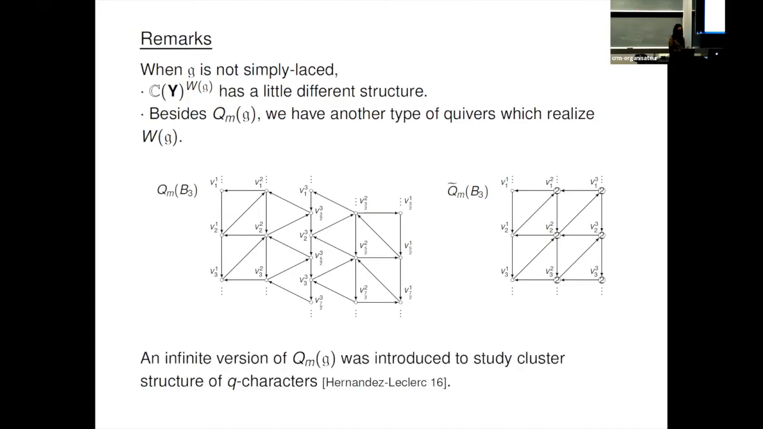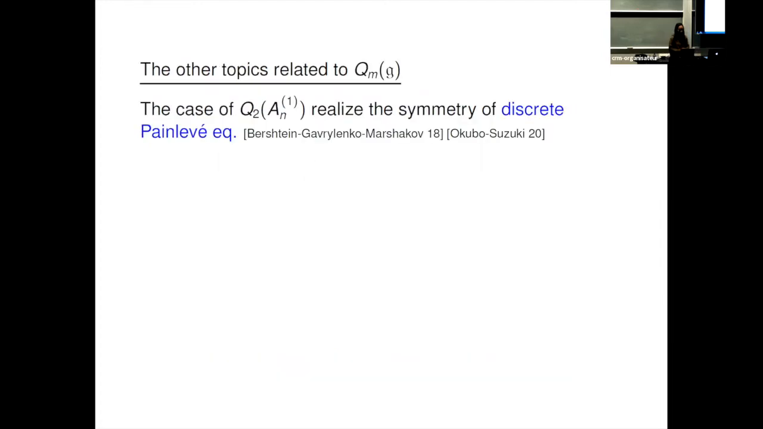Moreover, today I only study the case that M is finite, so it has a periodicity along the cylinder, but we can take the infinite version, so semi-infinite or full infinite. In such cases, this quiver was introduced by Hernandez and Leclerc to study the cluster structure of Q-characters from a different point of view based on categorification. So this quiver is closely related to the structure of Q-characters. So there are several branches. And in closing, I'd like to mention the other topics related to this quiver.